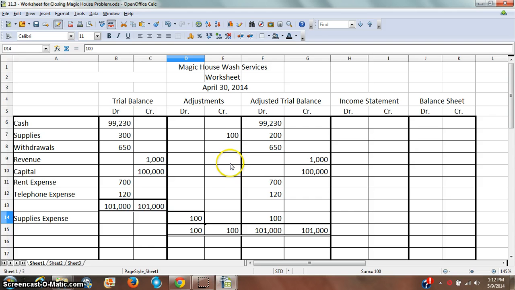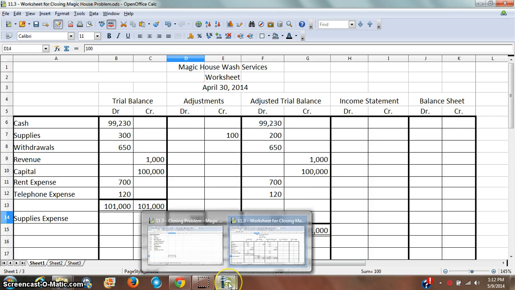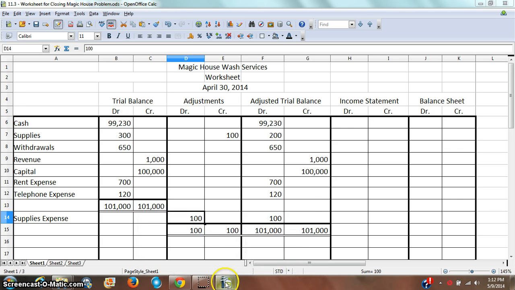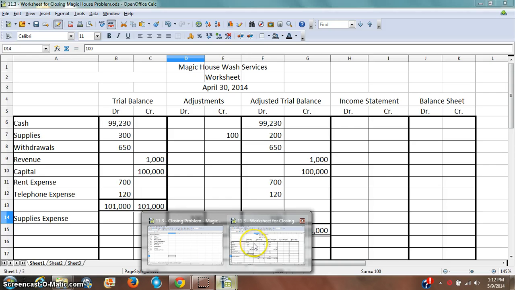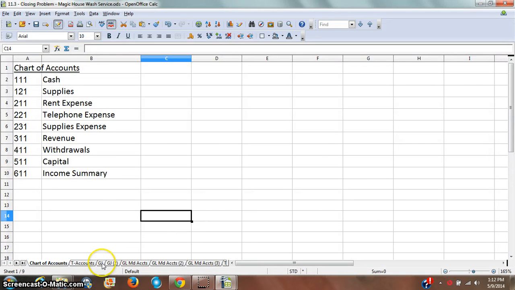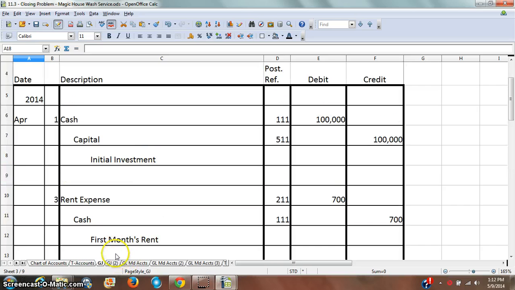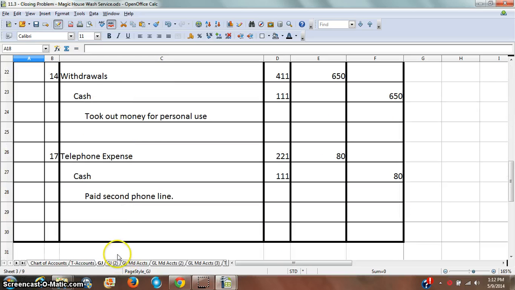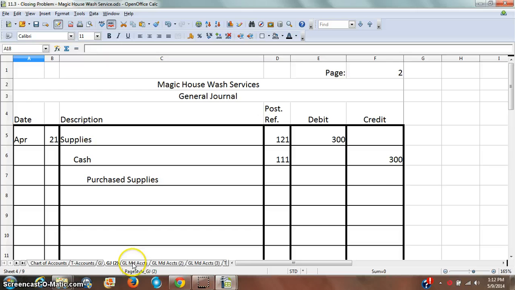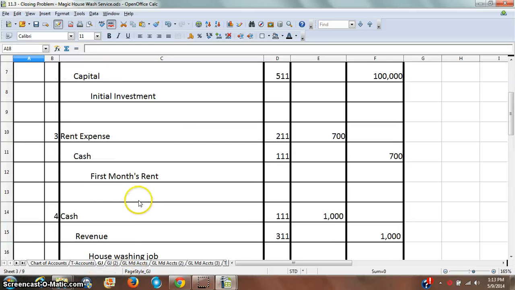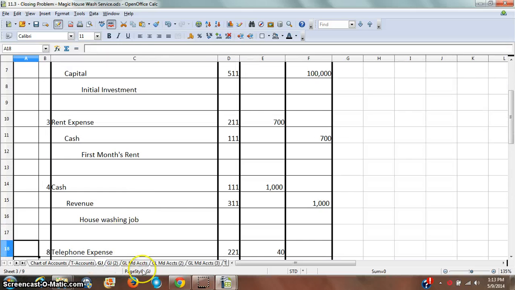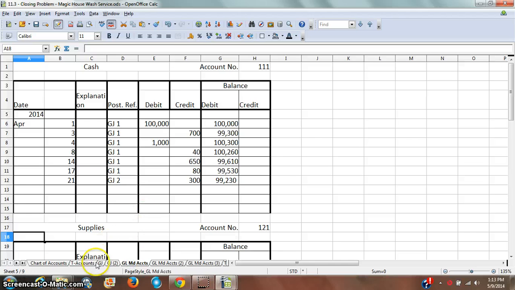It's important for us to post this to the general ledger after you've journalized it in the general journal. So we're going to do that right now. Here is our general journal for the month, and you've seen this before. So you can see what's going on in these accounts here, and also the general ledger. And so I'm going to now post.